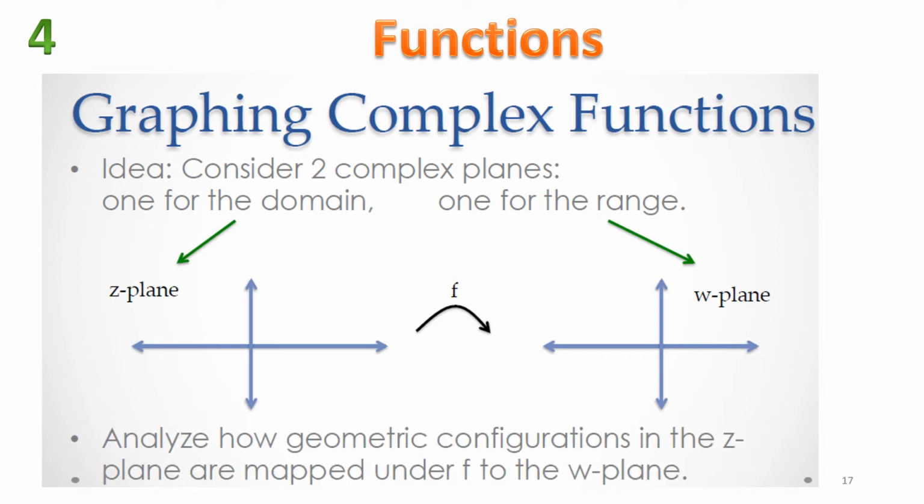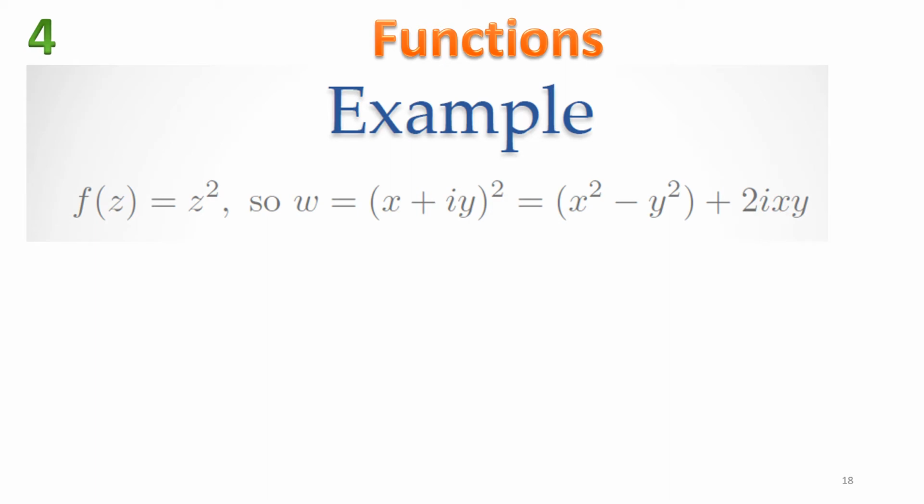In technical terms, we are going to analyze how geometric configurations of the z-plane are mapped under the function f to the w plane. So let us try a hands-on experience on a similar function. Let us suppose that f of z is equal to z square, and w will obviously be (x plus iy) whole square. So you have to expand the bracket (a plus b) whole square as a square plus b square plus twice ab. Herein we are going to do the same thing and you will end up with what you are having on the right side of your screen.